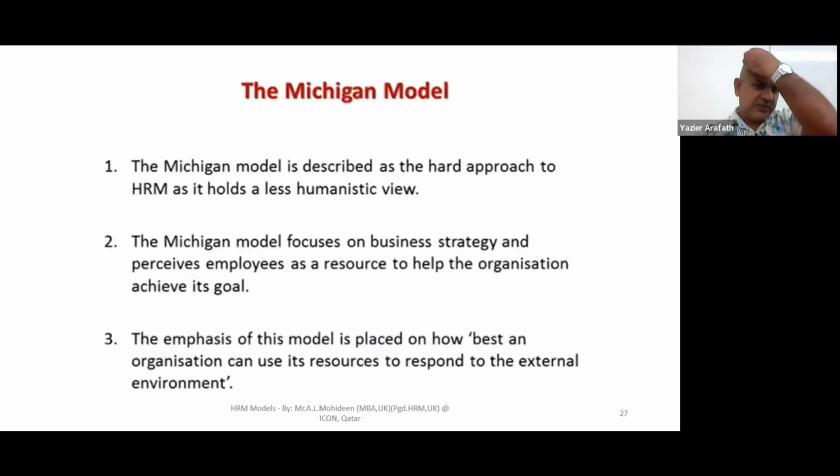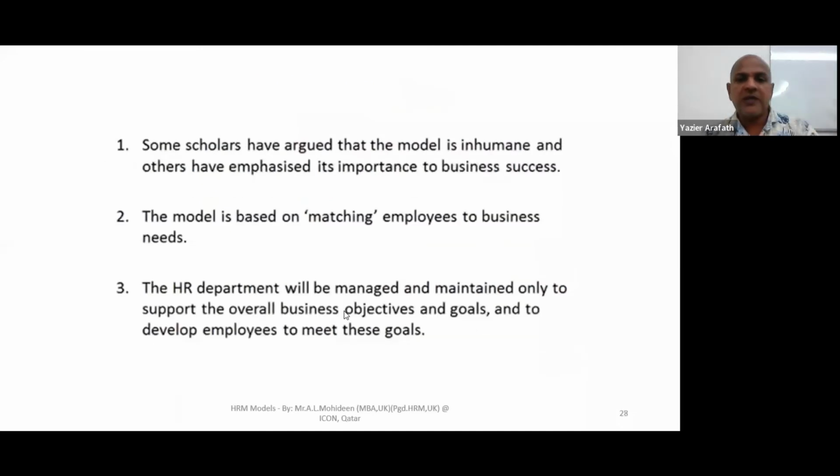The Michigan model is described as the hard approach. It is called the hard approach because the Michigan model focuses on business strategy and perceives employees as a resource to help the organization achieve its goals. The model emphasizes how the organization can best use its resources to respond to the external environment. So based on the environment, they have to use the internal resources. The model is based on matching employees to business needs.